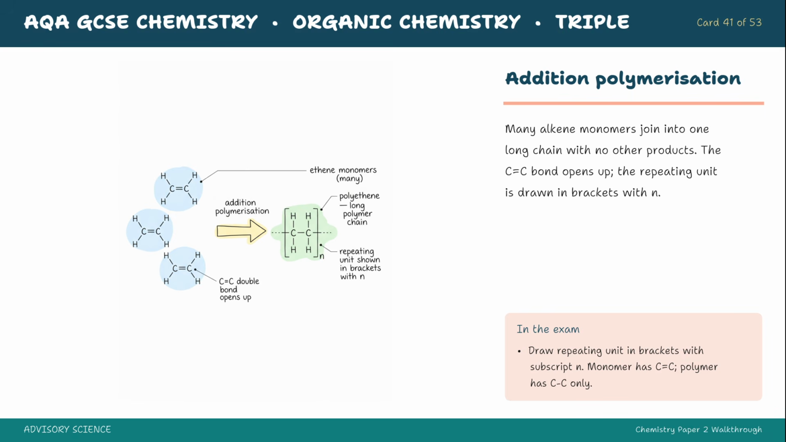In the exam, you must be able to draw the repeating unit. Take the monomer, change the double bond to a single bond, and add a bond extending out of each end through brackets with a small n outside. The polymer is named by putting the monomer name in brackets after poly, e.g. polypropene.